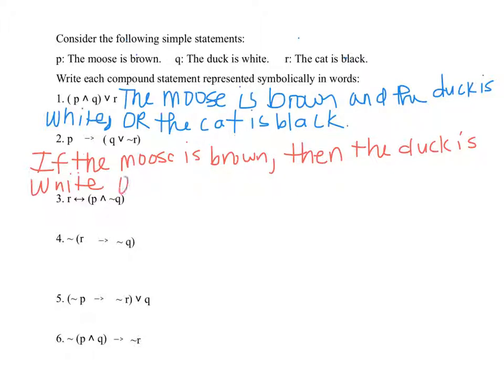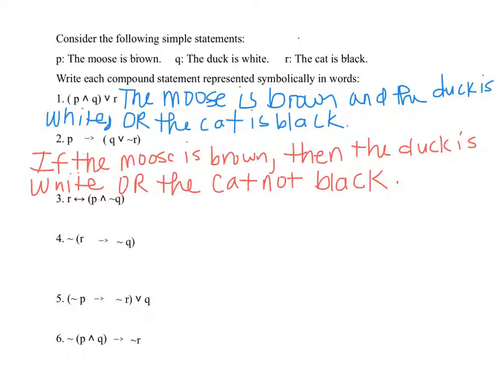or the cat is, there's a tilde there, so that means not, so the cat is not black. So if the moose is brown, then the duck is white or the cat is not black. And notice that after the then, I'm not going to use a comma because all that goes together. So I don't need to set anything off. That's all in parentheses together, so it goes together.